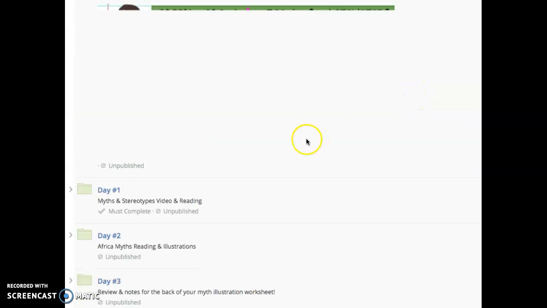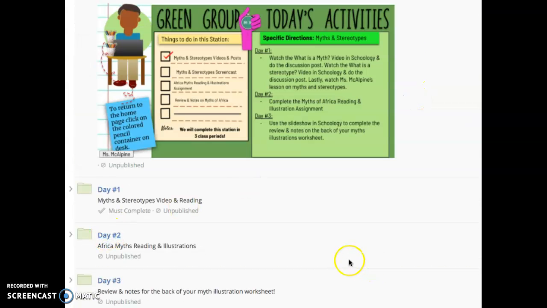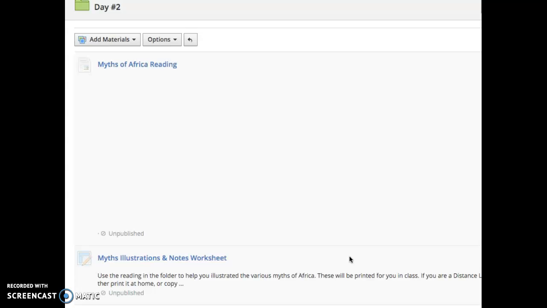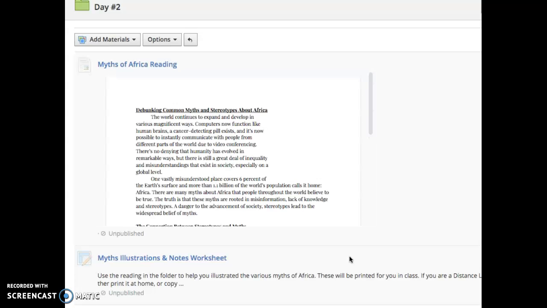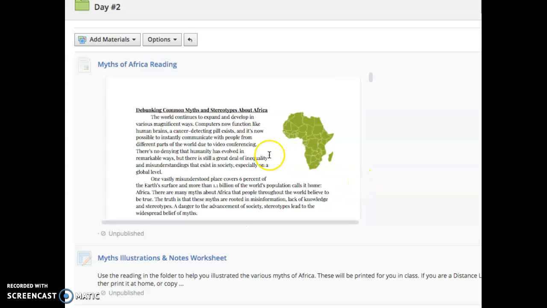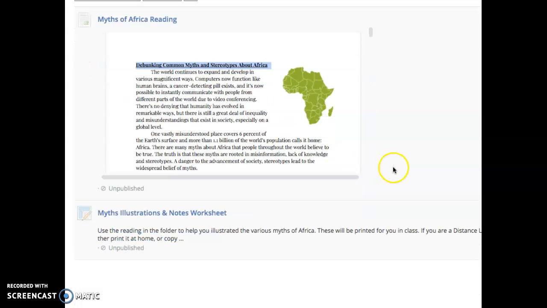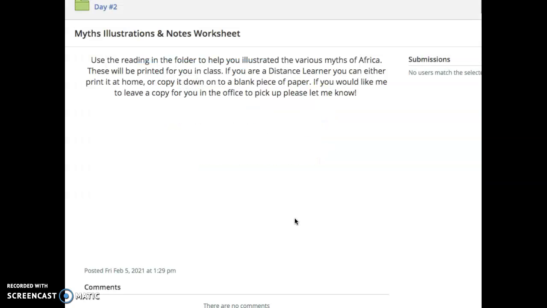Day 2, we're going to look specifically at myths of Africa. So in your station packets, you have a green handout because this is the Green Station. That's the one that you're going to use. First, you're going to do the reading on debunking common myths and stereotypes of Africa. And then you're going to work on that worksheet in your station packet, the green one.